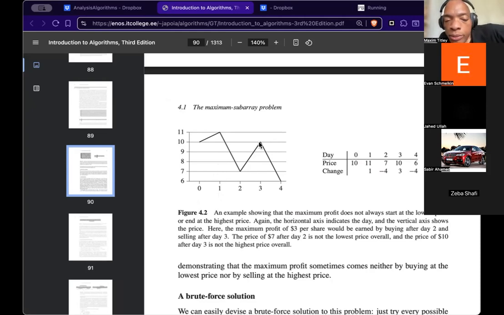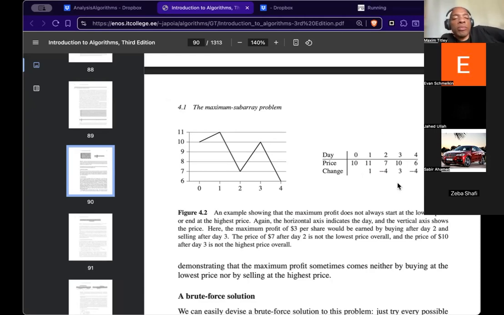Okay, so now the maximum profit doesn't always start at the lowest price or end at the highest price. Instead, we may want to use a different type of method. So the horizontal axis indicates the day, the vertical axis shows the price, and here we have the maximum price of $3 per share. And that would be earned by buying after day 2 and selling after day 3. The price of $7 after day 2 is not the lowest price overall, and the price of $10 after day 3 is not the highest price overall. Okay, that's what that tells us.